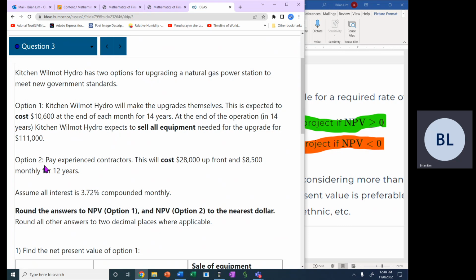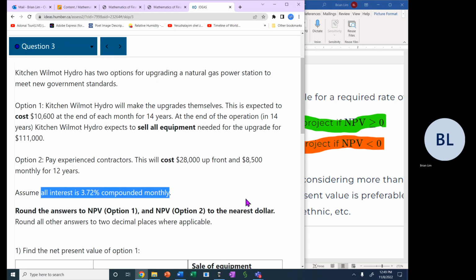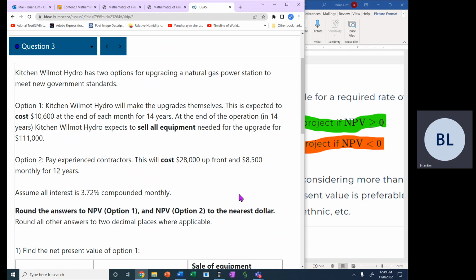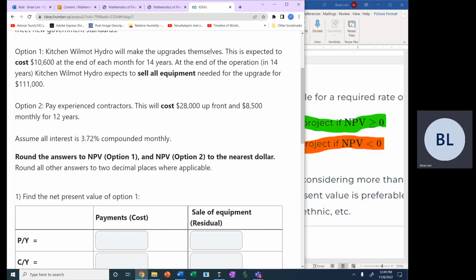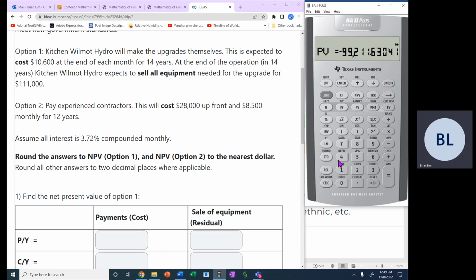The second option is to pay experienced contractors, let other people do it. This would cost $28,000 upfront and $8,500 monthly for 12 months. Assume all interest is 3.72% compounded monthly. So let's get to it and find out what is happening. We have two options. So option number one: what is option number one? Well, it is to do the upgrades themselves. So let's see what happens here.